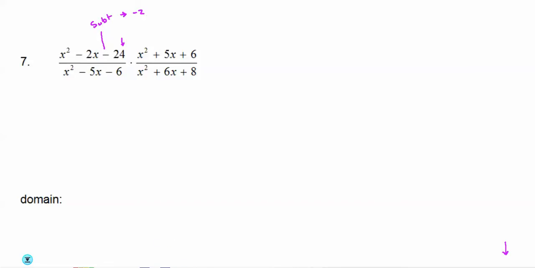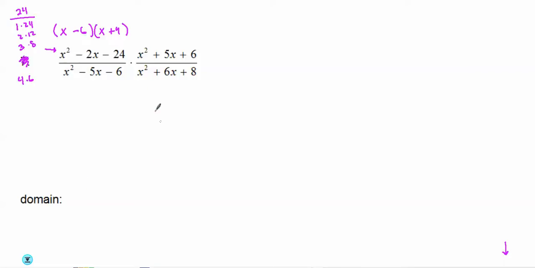I'm going to use colors so I can coordinate. This part here will factor into... All right? So we're looking at 24. It's going to be 1 and 24, 2 and 12, 3 and 8, and 4 and 6. We are looking to subtract and make 2. That means we're going to use a -6 and a +4. That's what this part will factor into.